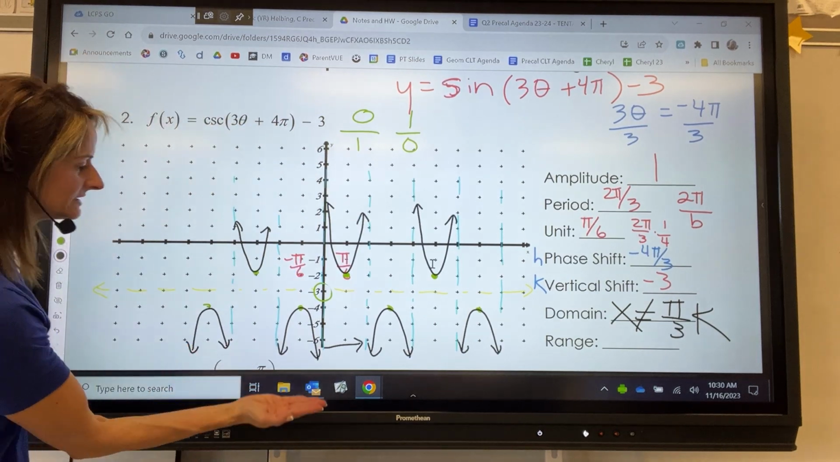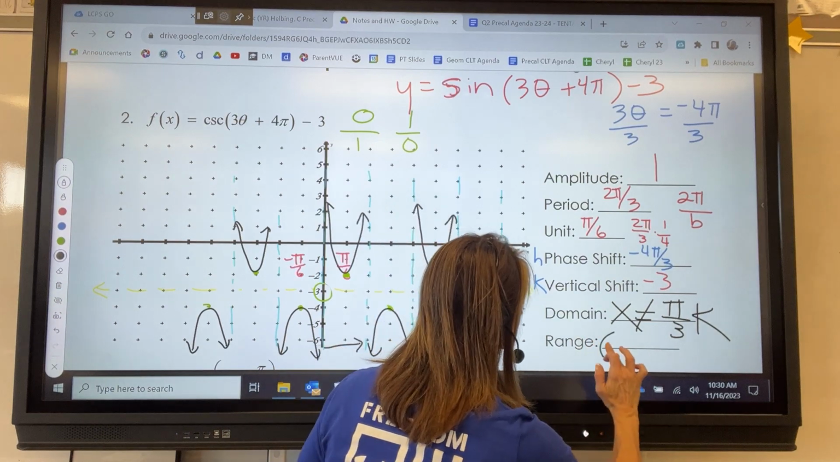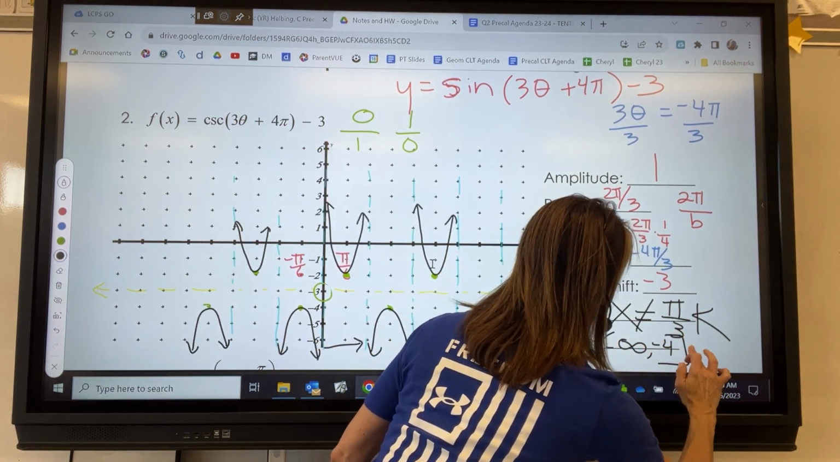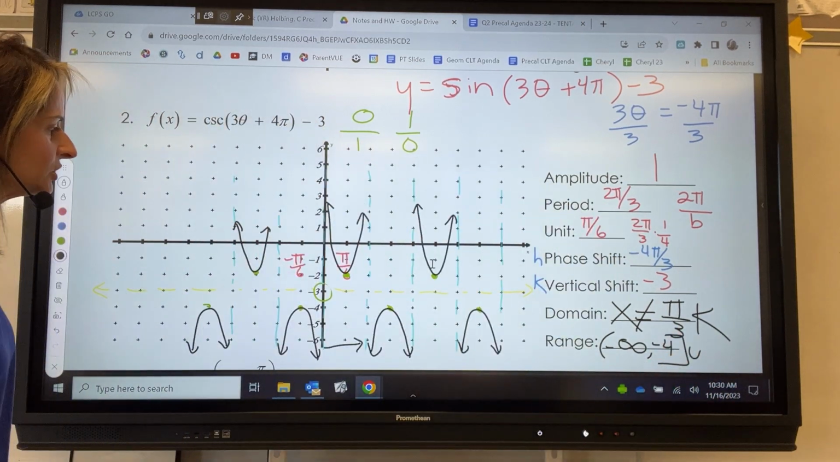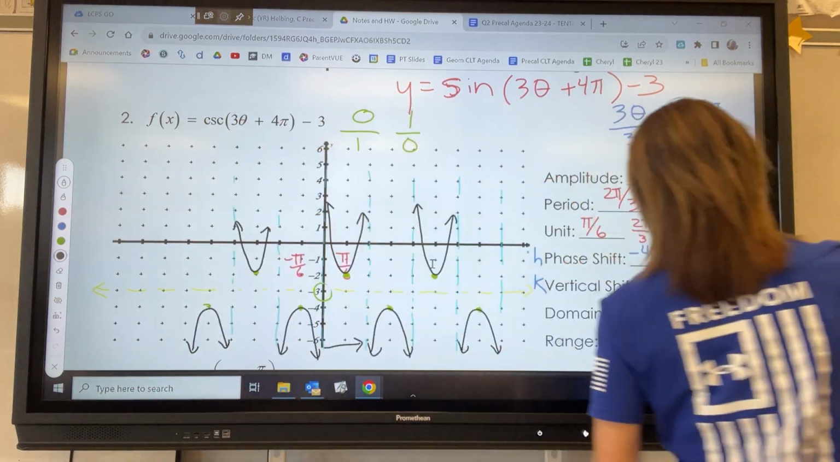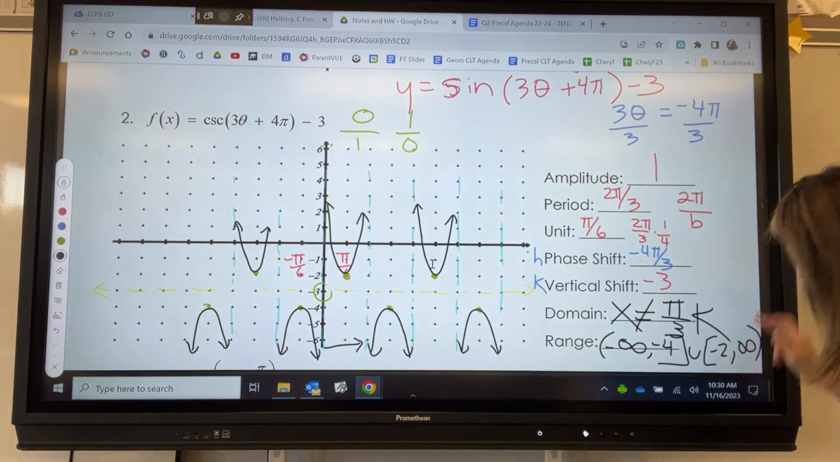And the range is negative infinity up to and including -4. And the way we include that is with the hard bracket, in union with, looks like, is it -2 to infinity? Including the -2. And that's it.